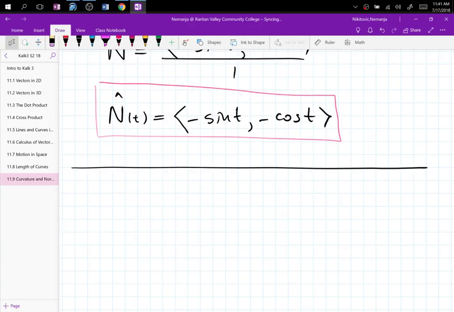What's the relationship between the normal vector and the tangent vector? They're orthogonal. Great. Now, what mathematical concept do we know to figure out if 2 vectors are orthogonal? The dot product. So the tangent vector T hat dotted with the normal vector N hat has to be 0.